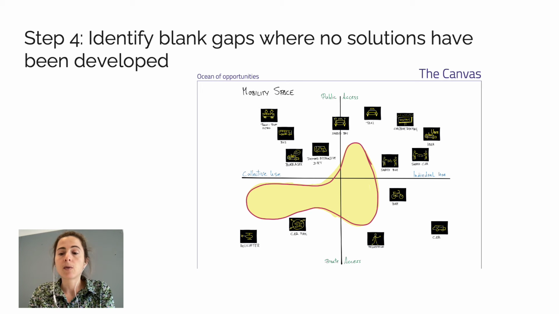But then we have a quite empty lower part, indicating gaps when it comes to potential options in the private access and collective use mobility options. And this is the area that we need to concentrate on, that we need to put post-its with potential solutions that we see are currently missing in this area.